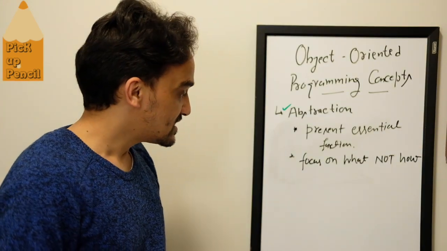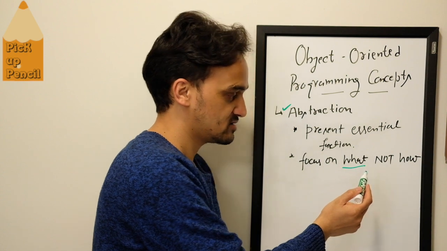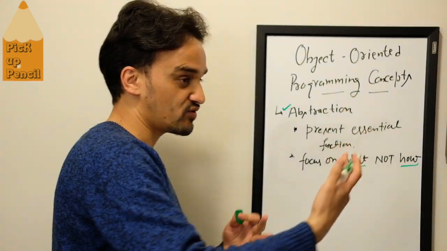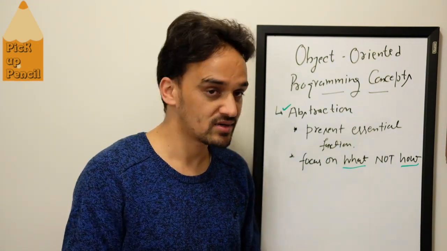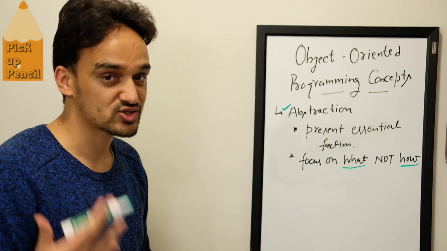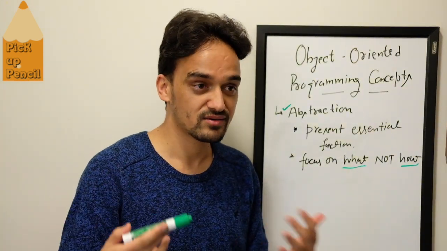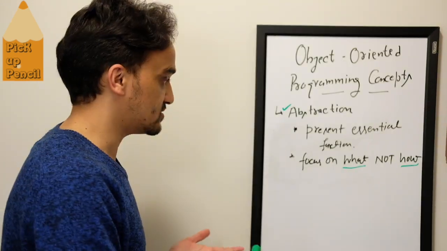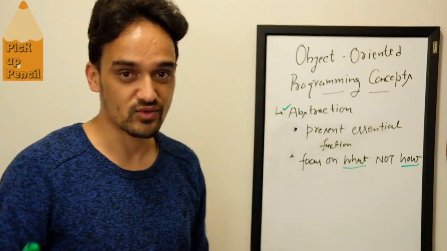That is why abstraction focuses on what, not how. It focuses on what this piece of function is doing, but doesn't show how it is actually doing it. This adds a big advantage of security to your data and your programming, whatever you are doing.